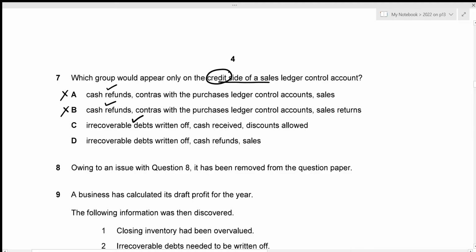And then we have cash received, which again reduces the amount that we are yet to receive, which will be recorded on the credit side of our sales ledger control account. And then we have discounts allowed, which is again recorded on the credit side. So this is what we're looking for, which means that option C will be our correct answer. Let's take a look at option D as well. Irrecoverable debts is on the credit side, so that is correct. Cash refunds is on the debit side. That's why our option D is also going to be the incorrect one. This concludes question number 7. We can now move towards question number 8.